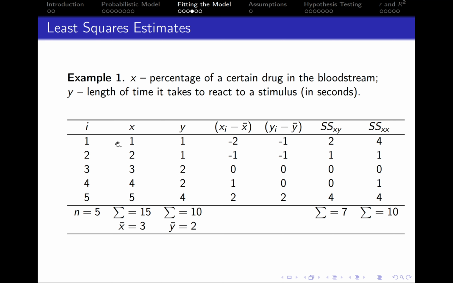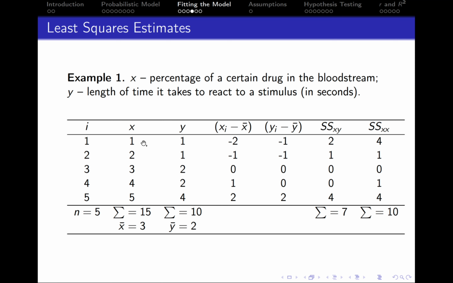The value of x, so the percentage of a certain drug in the bloodstream, is given in the second column: 1, 2, 3, 4, 5. And the length of time it takes to react to a stimulus is equal to 1 for the first observation, 1 for the second, 2 for the third, 2 for the fourth, and 4 for the fifth observation. When we sum the value of x, we get the value of 15. When we sum the value of y, we get the value of 10.